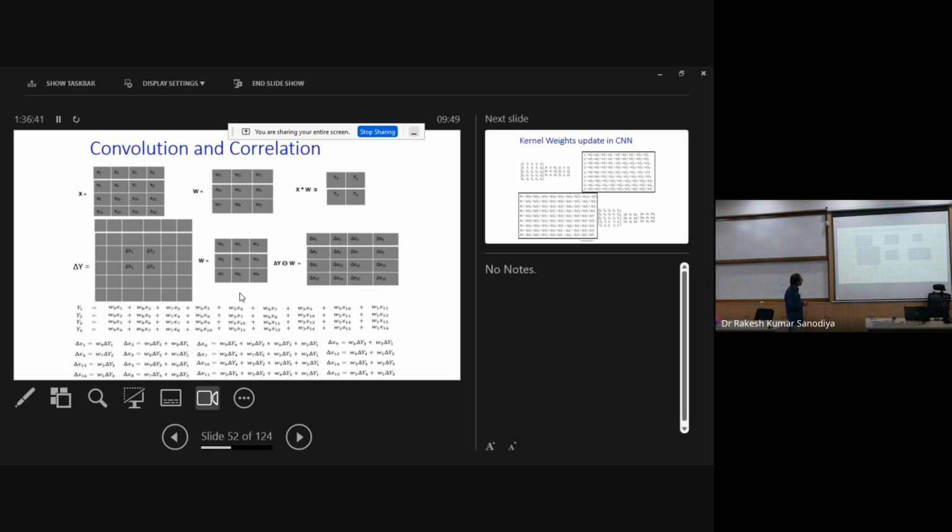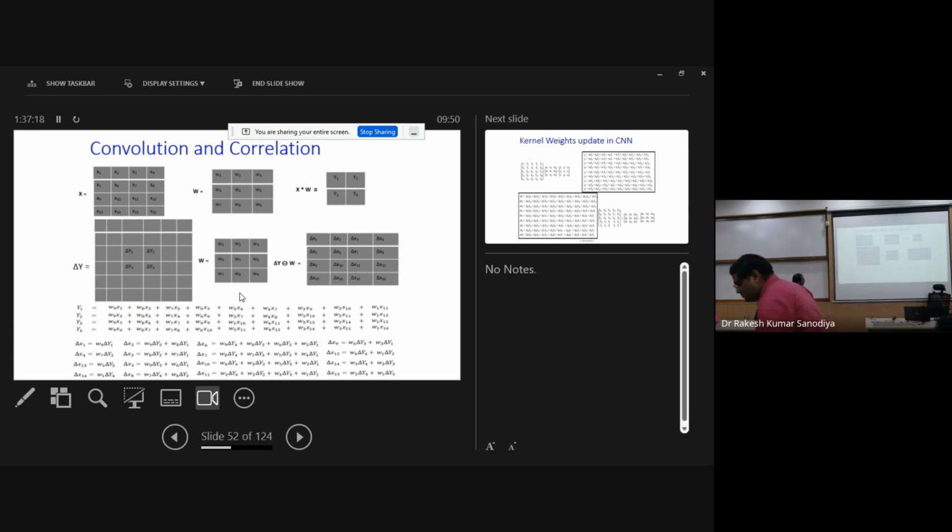Now, if I want to get delta x1, I need to see where all x1 is involved in this. Here x1 is involved. Where else is x1 involved? No, only one place. So delta x1 is simply equal to w9 into delta y1. That's all. So in the forward pass, if there is a connection, then the error at the rear end is propagated accordingly, as I mentioned.